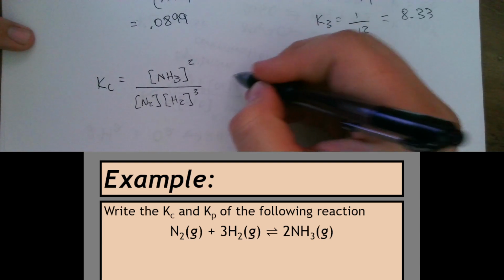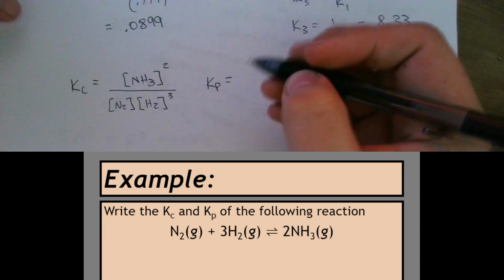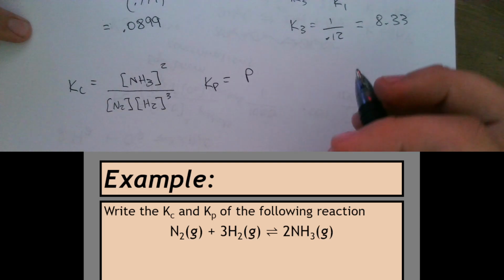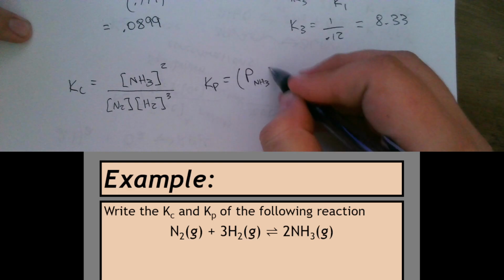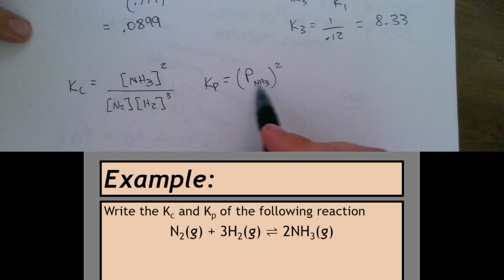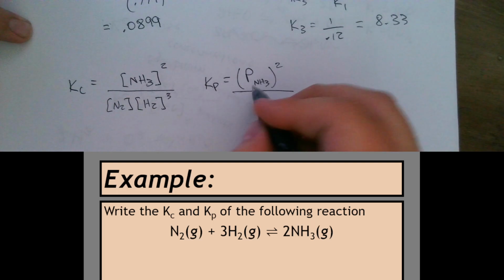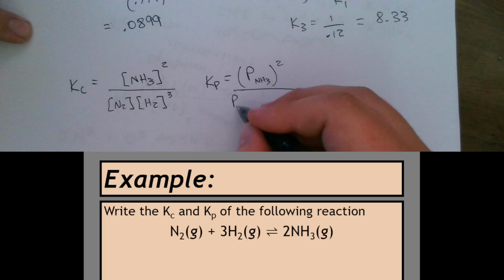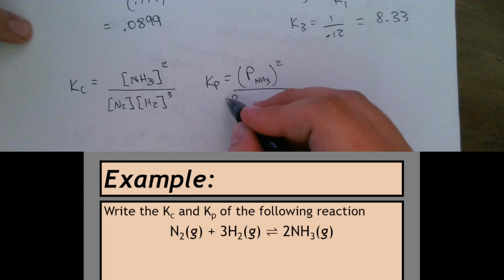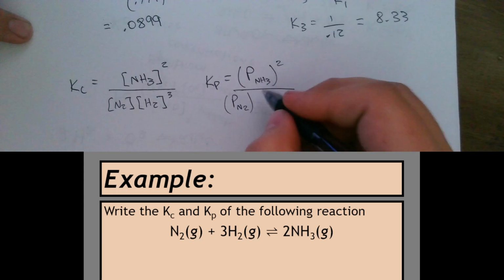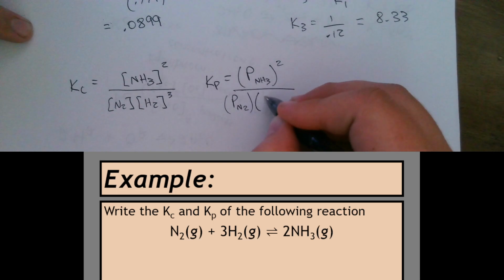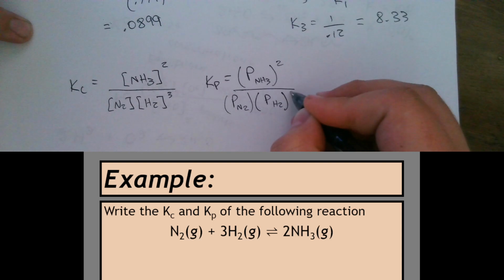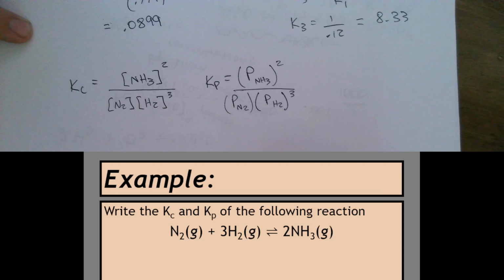Now to write Kp, it's the exact same thing. It just looks funny. That's the pressure of NH3. It's squared because there's a 2 in front of NH3, so I'll write it like that. Over the pressure of N2. That's just to the first, so I'll just leave it like that. I write it in parentheses, honestly, because I like how it looks. You don't have to. And then H2, which I'm going to write in parentheses because I need to raise that to the third.